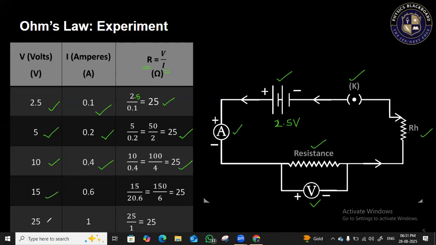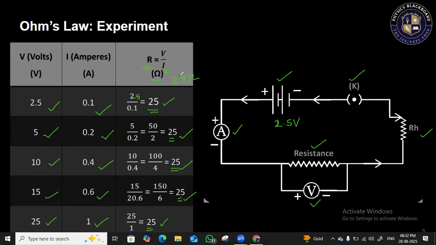So as you keep increasing the potential difference, you can see that the current also increases along with the potential difference across the resistor. But if you observe this last column, in all the cases, the V by I ratio remains constant. You got the R value as 25 ohms. The R remains constant.